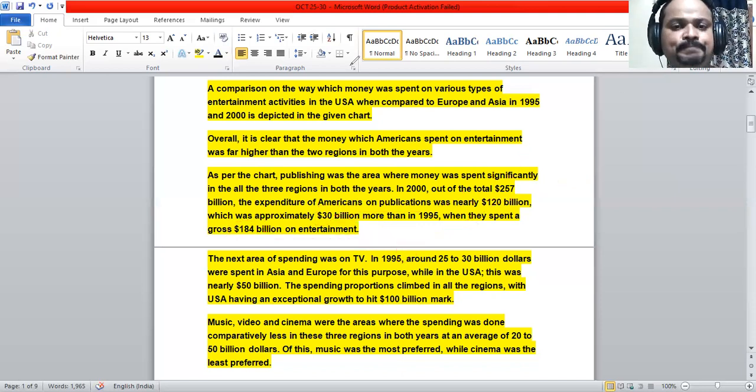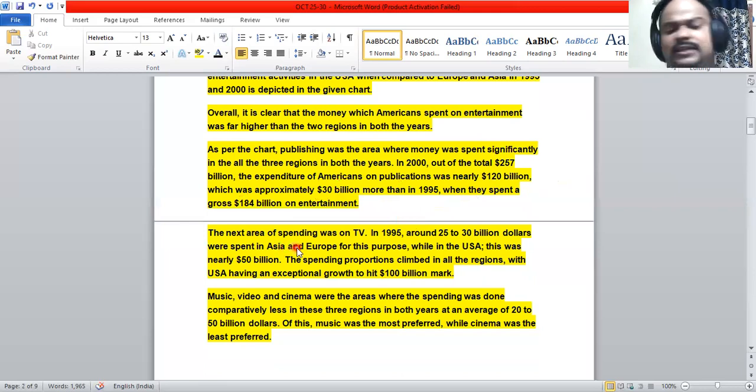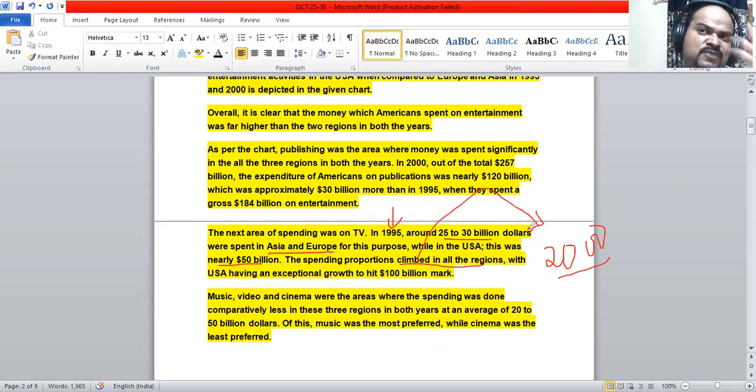Now we can say in the next area, that is the spending on TV. I can see the figures, 25 to 30 billion dollars was spent in Asia and Europe for this purpose, while in the USA this was nearly 50 billion. In 1995 this was the status, and you can say the spending proportion climbed in all regions. It is understood that climbing happened even if I don't say 2000, because we have only two years there. One is 1995 and next is 2000.